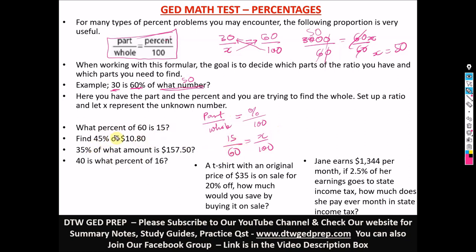Going by the statement, what percent of 60: 60 is the main number, and 15 is the part. So here we cross multiply: 100 times 15 is 1500, equal to 60x. We divide by 60 on both sides, and this gives us x equal to 25. Remember, it's percent we're looking for, so 25%.